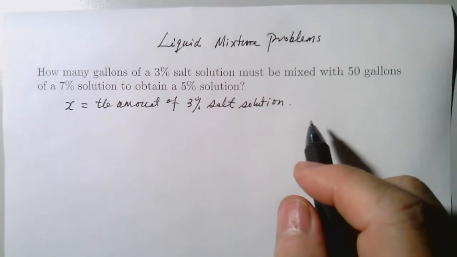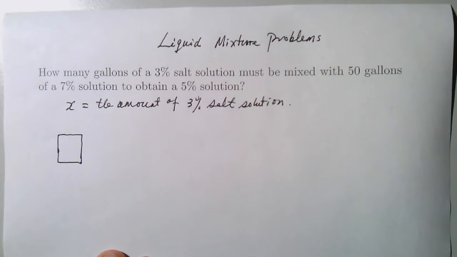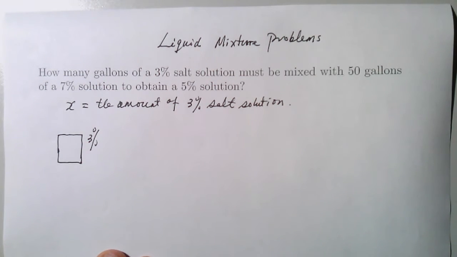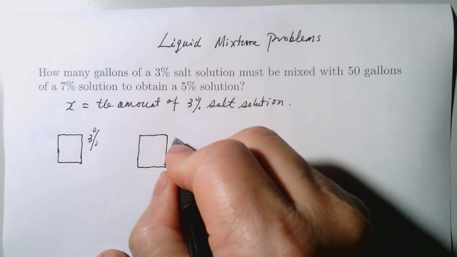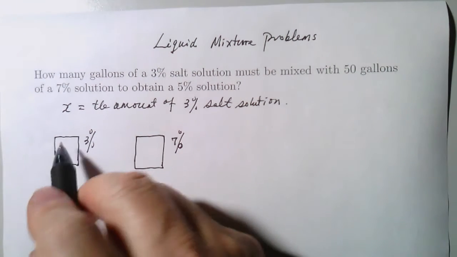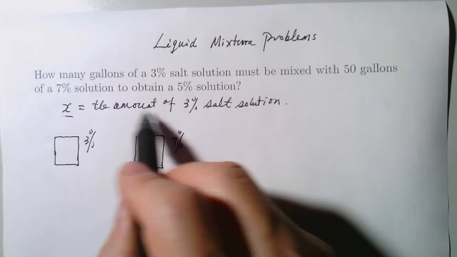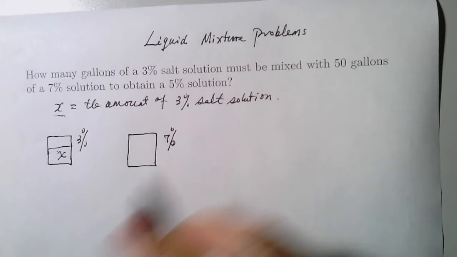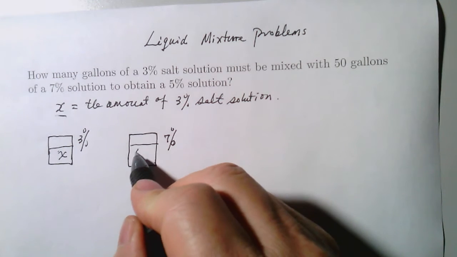Let's take a look here. Suppose you have the 3% salt solution, and here you have the 7% salt solution. According to the problem, the 3% solution is x gallons, and the 7% solution is 50 gallons.